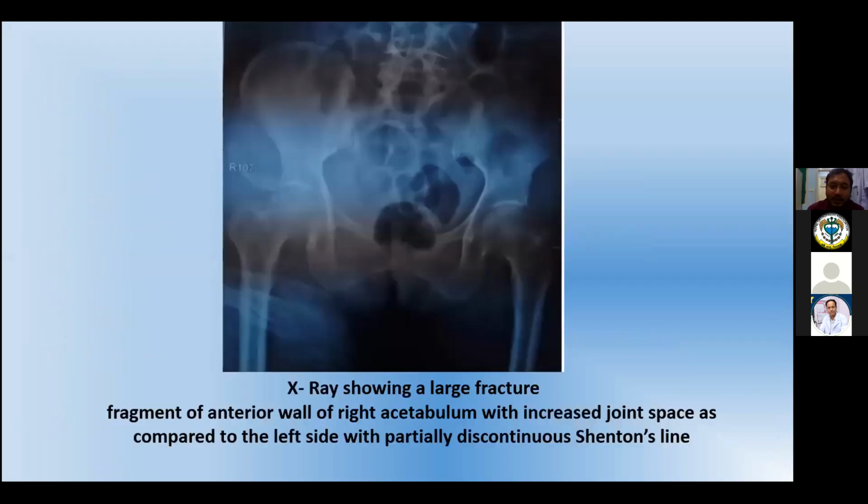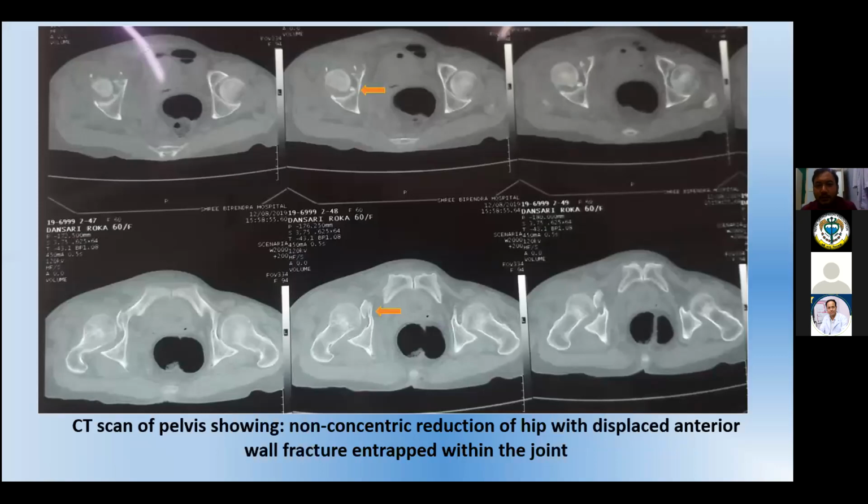Then an X-ray of the pelvis was performed, which showed a large fracture of the anterior wall of the acetabulum with incongruous reduction of the hip joint and fracture involving the anterior superior part of the right ilium. After stabilizing the patient, we performed a CT scan of the pelvis with both hip joints. We saw that there is an incongruous reduction of the right hip with entrapment of the anterior acetabular wall fracture fragment in between the head of the femur and the acetabular socket.